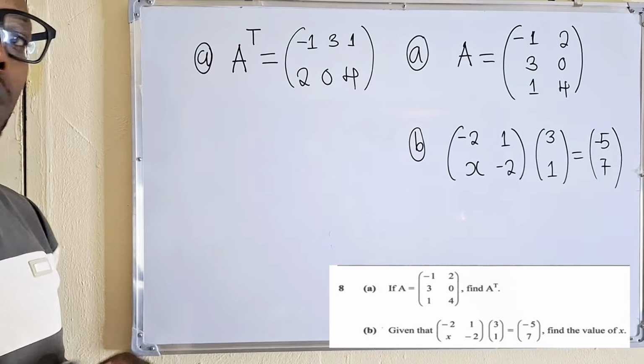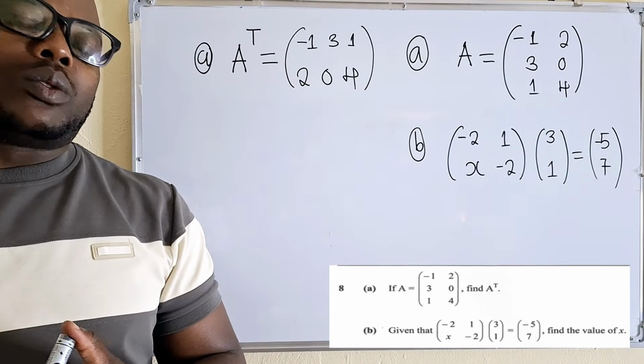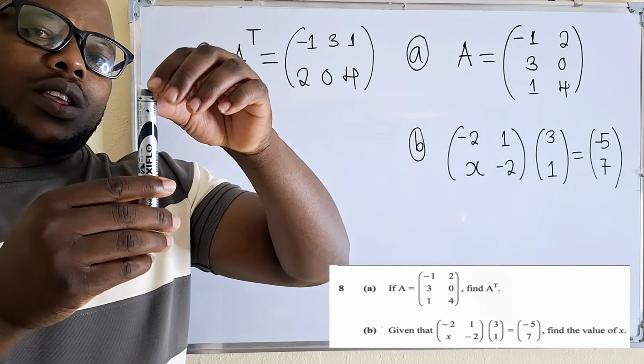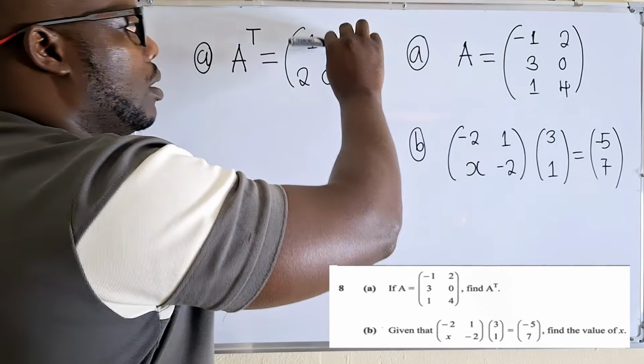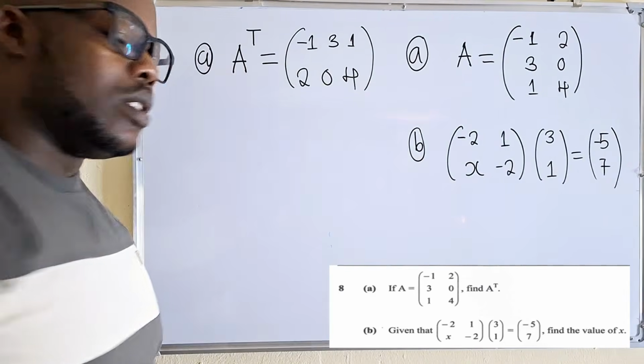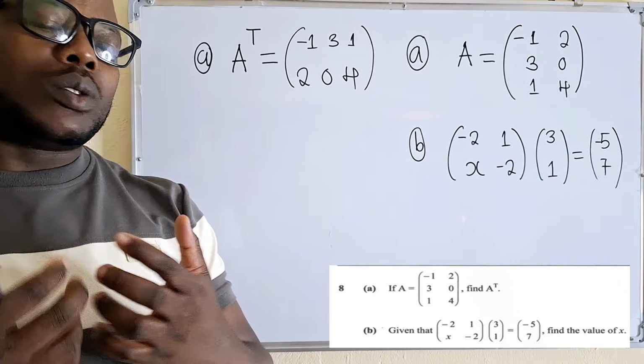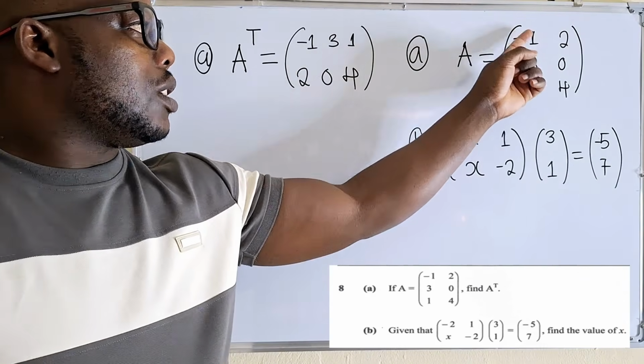So this is what we need to do when it comes to transpose. Just change the column, let it become the row like this. And please note that you always need to start with the first entries.